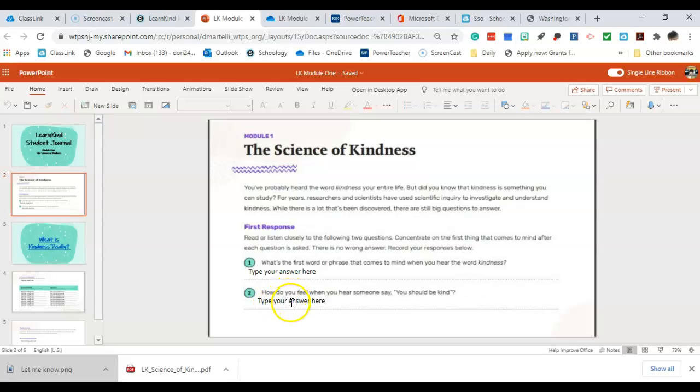The next one is, how do you feel when you hear someone say you should be kind? Now this is kind of a twofold question. So I think about it when if I'm in a room and somebody's talking to people in general and the conversation is about kindness and somebody just says, well, yeah, you should be kind, right? I get a very different reaction to that than I will if somebody looks me in the eye and says, you should be kind, points their finger at me and says, you should be kind.